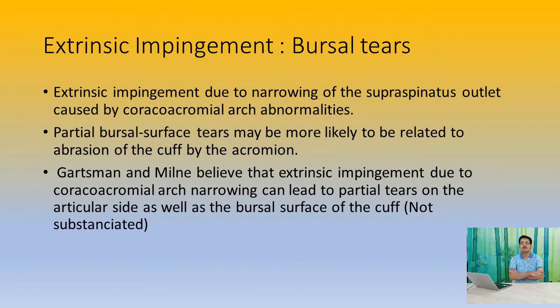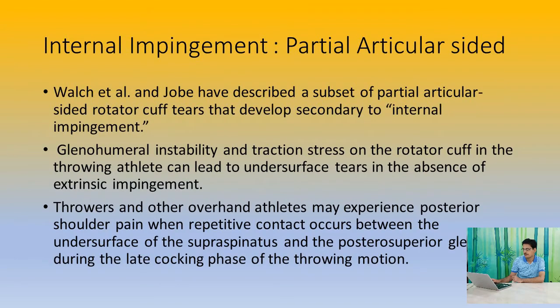Now extrinsic impingement usually leads to bursal tears. The extrinsic impingement is due to narrowing of the supraspinatus outlet, and it is caused by coracoacromial arch abnormalities. And partial bursal surface tears may be more likely to be related to abrasion of the cuff by the acromion. But there is a study by Gartzman and Mill which says that extrinsic impingement can cause both articular and bursal sided tears. Also, this study is not very much substantiated.